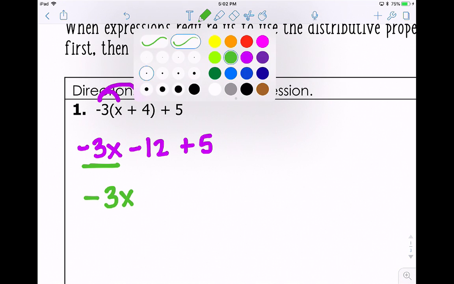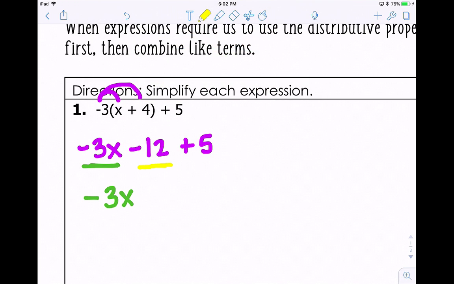And then we do have like terms with the -12 and the +5. So basically we just combine those. Those are both constants. -12, again, make sure you take that sign. -12 plus 5 would be -7. So that expression simplified would just be -3x minus 7.